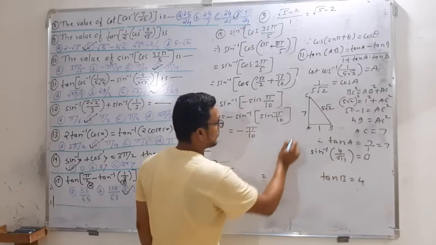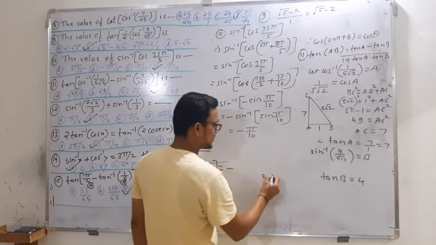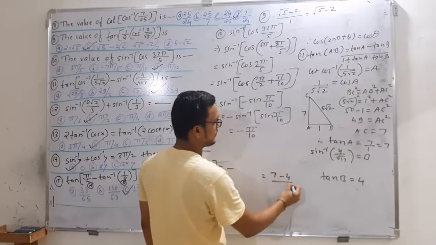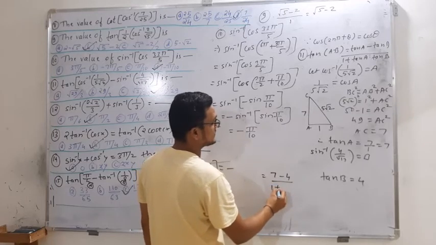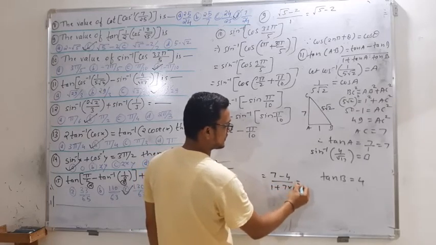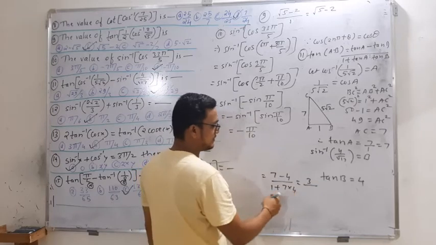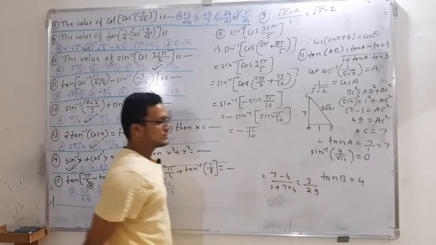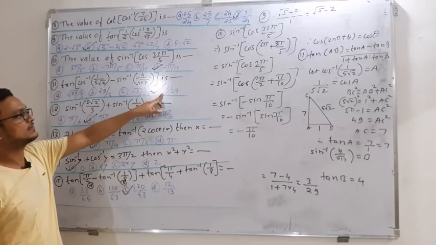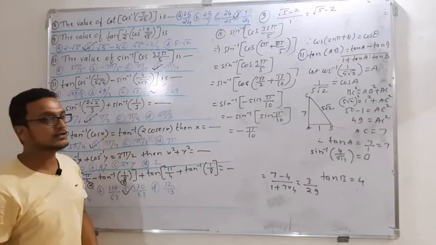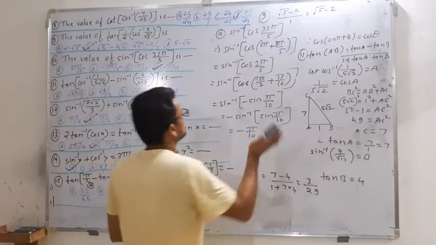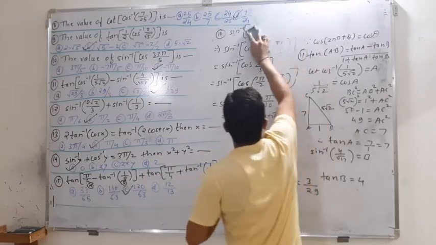So what is that formula? Tan A minus tan B divided by 1 plus tan A into tan B. So it is 7 minus 4 divided by 1 plus 7 into 4. 7 minus 4 is 3. 7 4s are 28, plus 1 is 29. So 3 by 29 is the correct answer. Now just take question number 12.